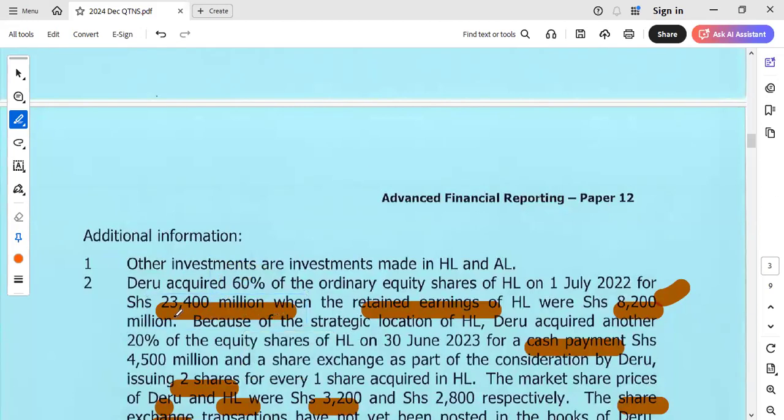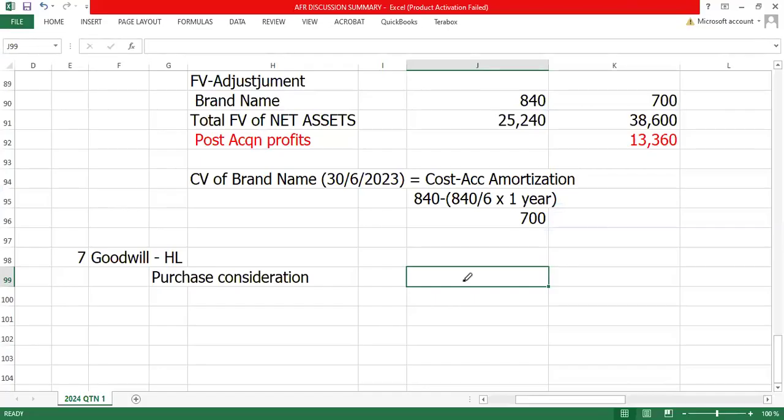Are you seeing this? 23,400. The other one of 20 will not have an impact here. It can only have an impact if you acquired it during the year.